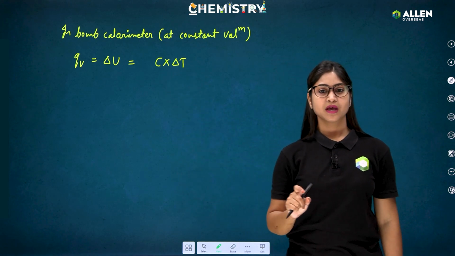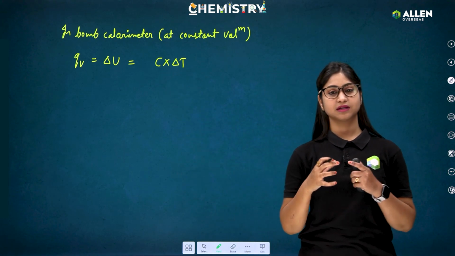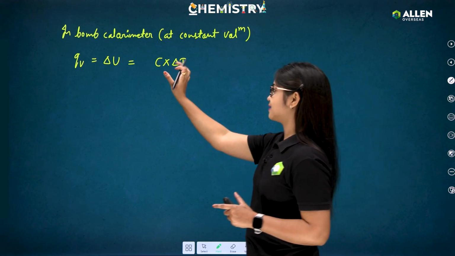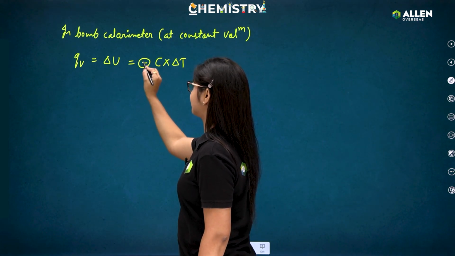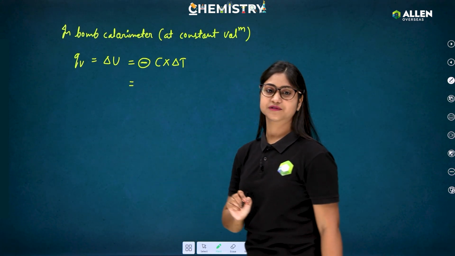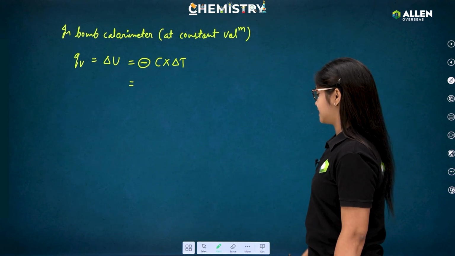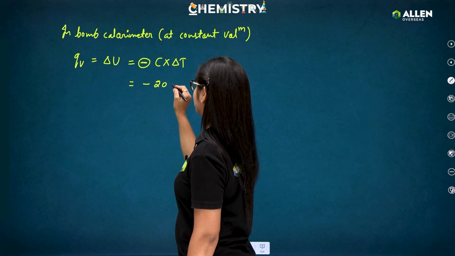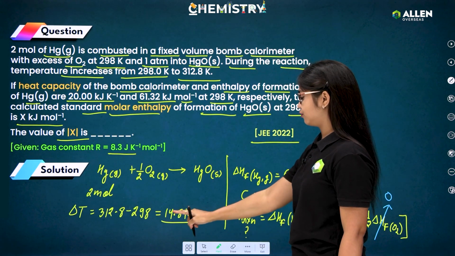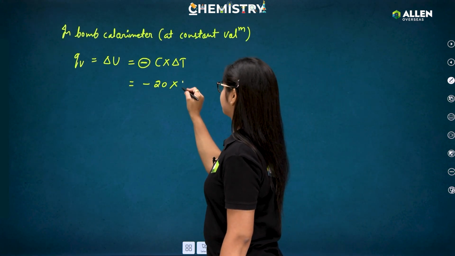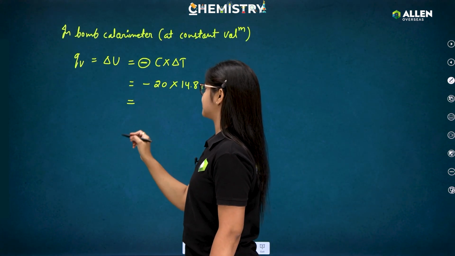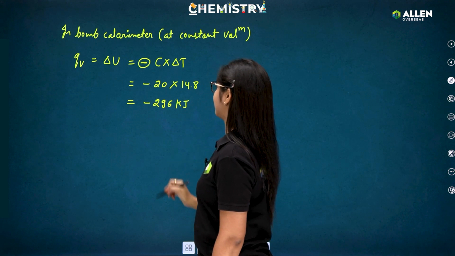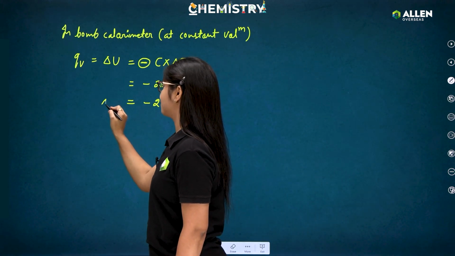But one more thing, we know that whenever a combustion reaction is taking place, some amount of heat is always released. Combustion reactions are always exothermic in nature. So this amount of heat will be released. So that's why this will have a negative sign, okay? So heat capacity is given as 20 kilojoule per Kelvin, negative 20 kilojoule per Kelvin into the delta T value. We have already calculated 14.8. So Kelvin will cancel out and we'll get minus 296 kilojoule. This is the value of delta U, right?